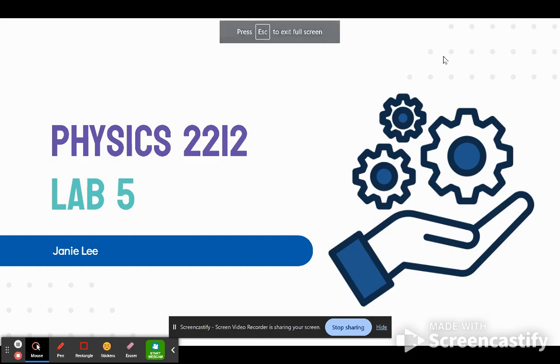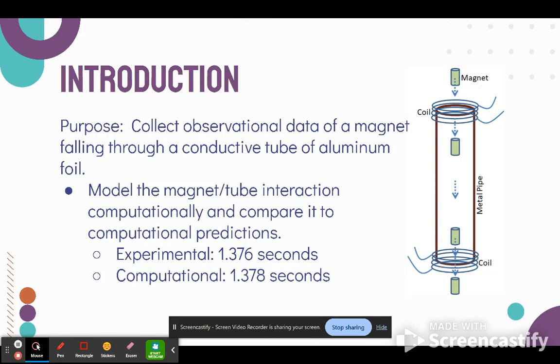So this is my lab 5. The purpose of this lab is to collect observational data of a magnet falling through a conductive tube with aluminum foil. We're trying to model the magnet and tube interaction computationally and compare it to the computational predictions. As a preview of my findings, my experimental and computational models were the same, but yielded times of 1.376 seconds and 1.378 seconds respectively.